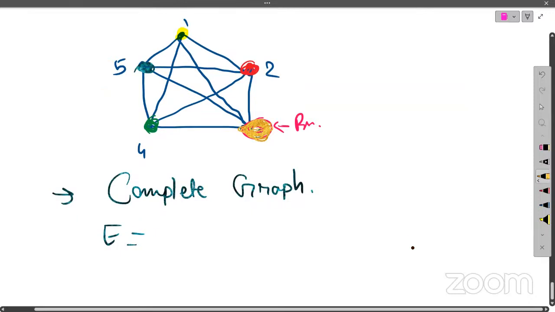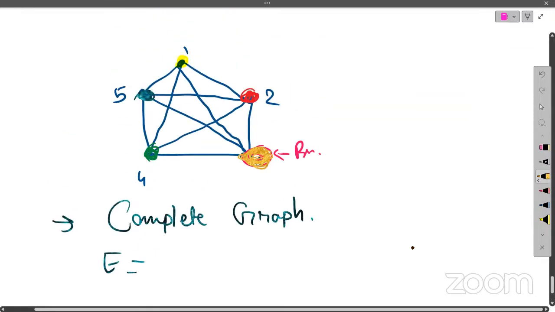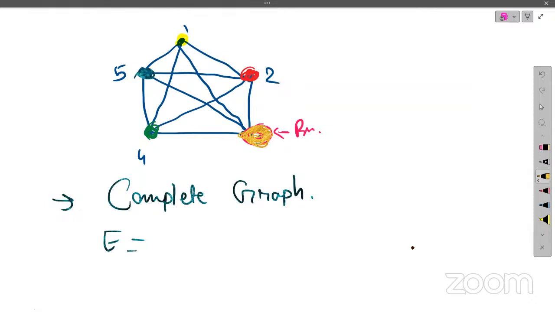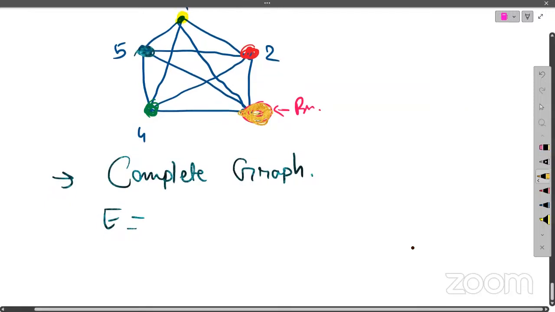Such kind of graph is known to be a complete graph. Complete graph means every vertex is connected to every other vertex via a single edge. Yes, Aditya. Ma'am, could you prove the maximum number of edges is n into n minus 1? Could you give an example? Proving that statement, maximum possible number of edges.